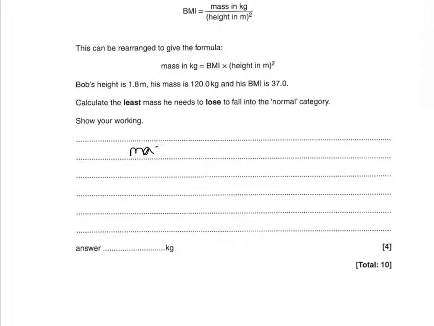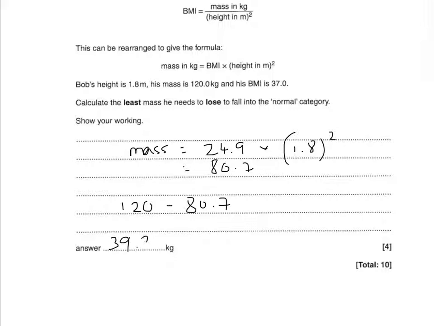So the mass would equal 24.9 (BMI) times the height in metres squared. And that gives you 80.7. Then that's the mass he has to be. The mass he has to lose will be 120 minus 80.7, and that equals 39.3. So it's 4 marks for that. That's quite a tricky question. So you get 1 mark for that bit, 1 mark for that bit, 1 mark for that bit, and then 1 mark for that bit.